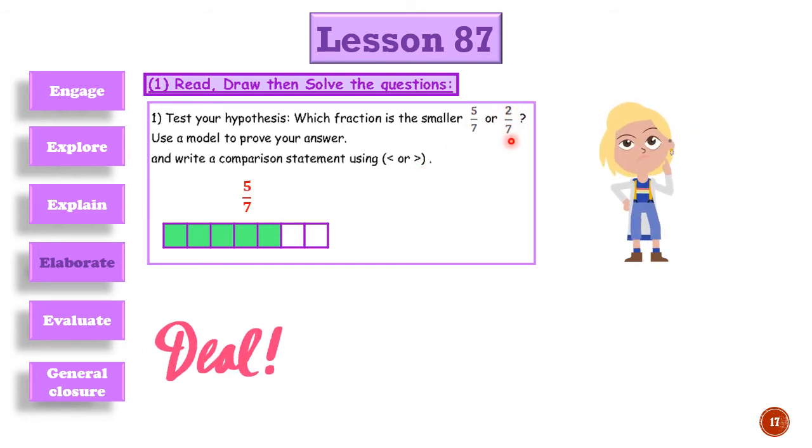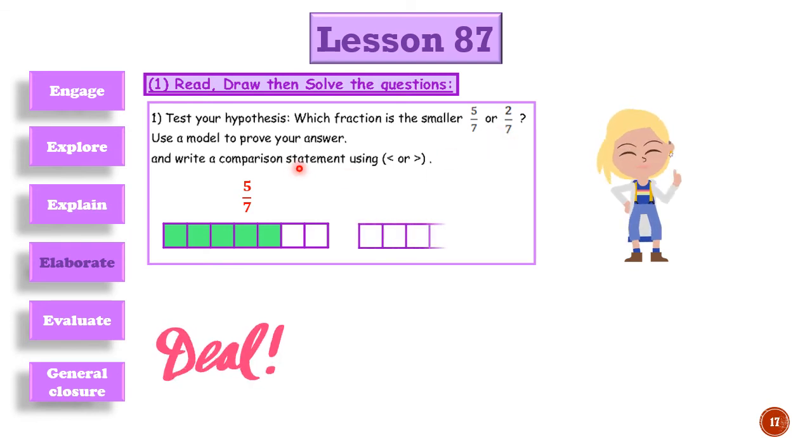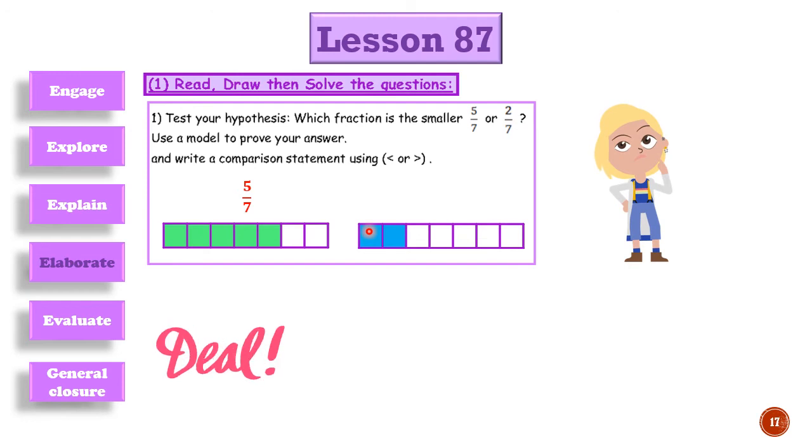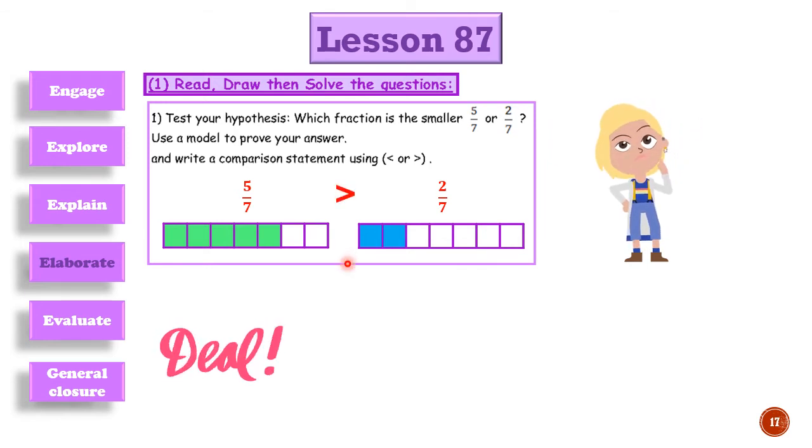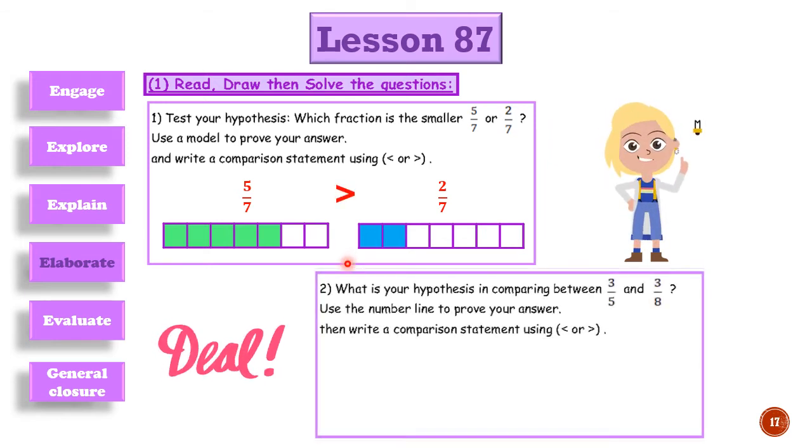I will divide the fraction strip into how many parts? Yes, 7 parts. And we will color how many parts? Yes, 2 parts only. This fraction is called 2/7. Then which is bigger, 5/7 or 2/7? Yes, 5/7 is more than 2/7. Good job. Next one. What is your hypothesis in comparing 3/5 and 3/8? These are proper fractions of a common numerator. Then use the number line to prove your answer.